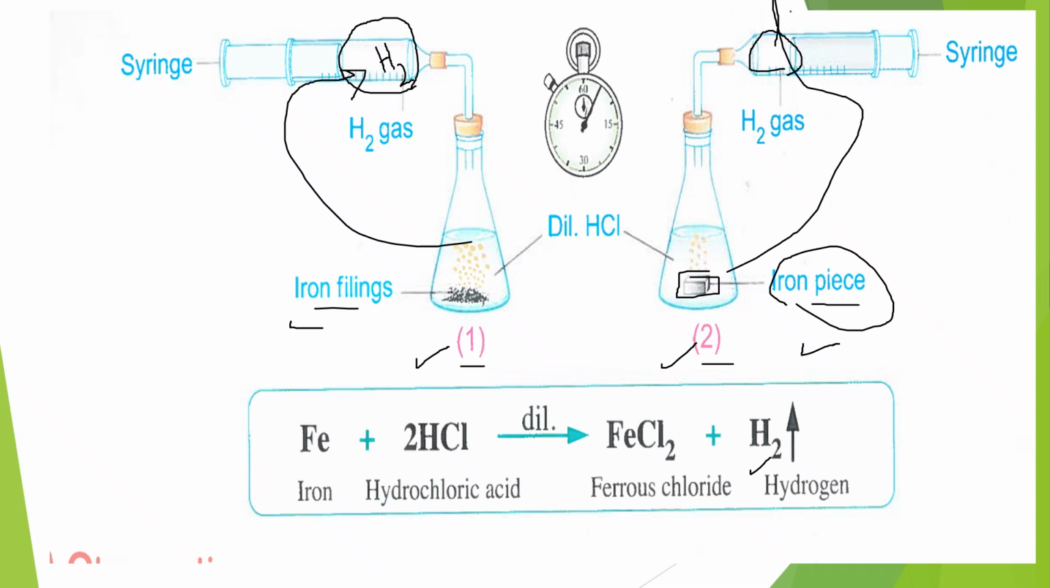I mean, the amount of evolved gas is greater than the amount of evolved gas in case of using the iron piece. Little amount of gas is produced here. So can I say the amount of evolved gas is an indicator for the speed of the reaction? The one which produces more gas, it means that the reactants can react easily and faster.